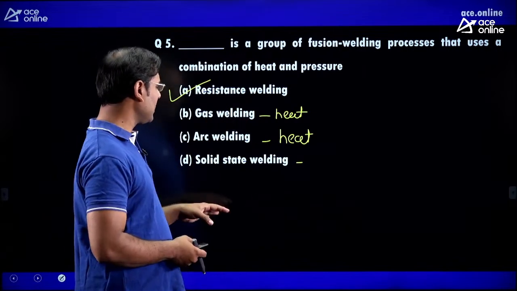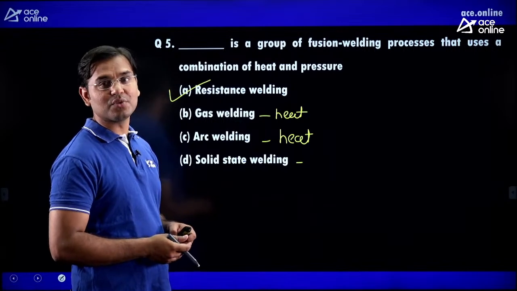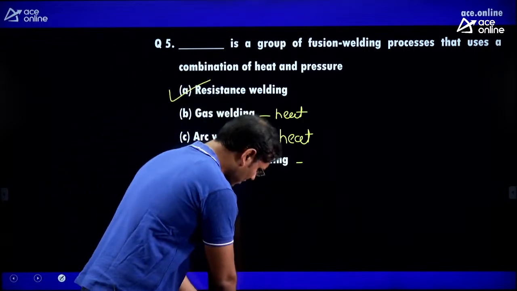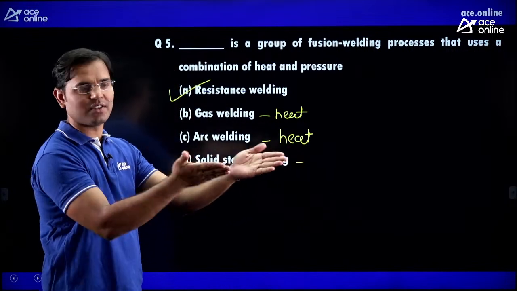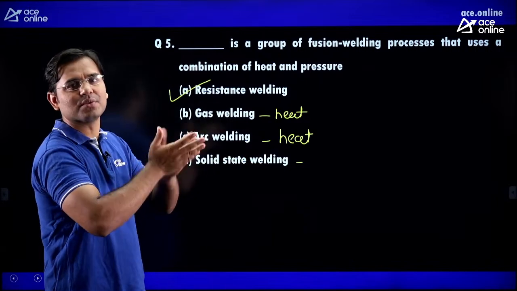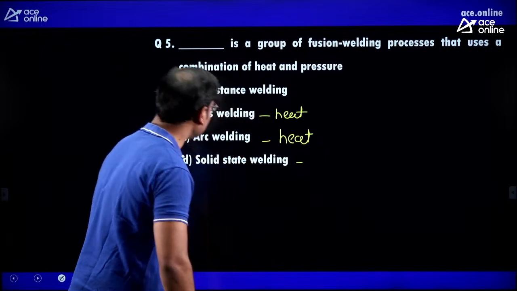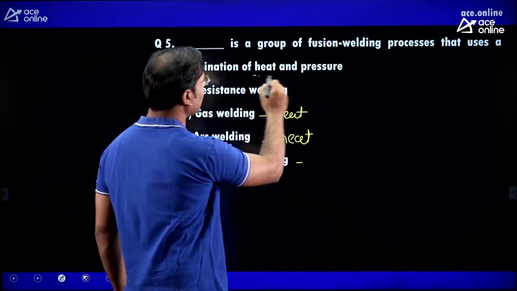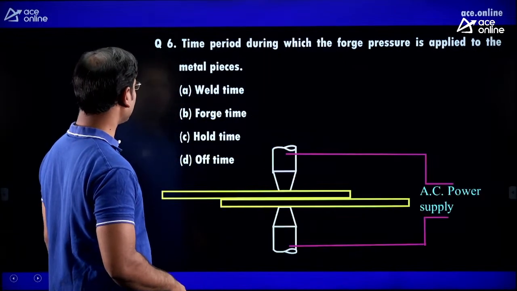But in solid state welding, we are not directly providing heat to the joint, but by rubbing action we can produce the heat. Just see, this is one sheet, this is the other sheet, do the rubbing action here, heat is going to generate, and then give the high force, then only the joint can be produced. But no need to supply the heat. In resistance welding, heat and pressure both need to be supplied. Its answer is resistance welding.